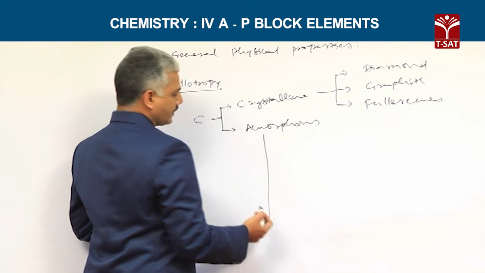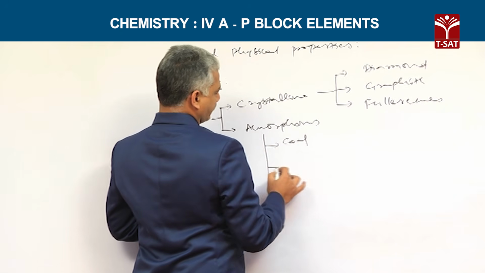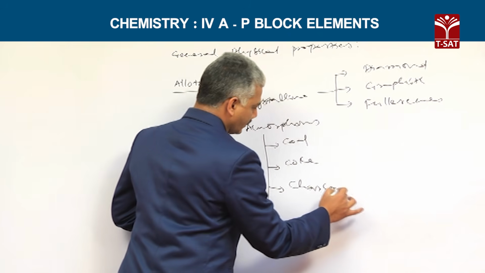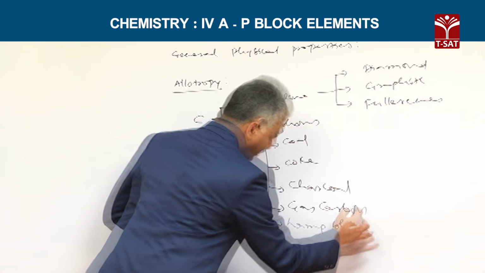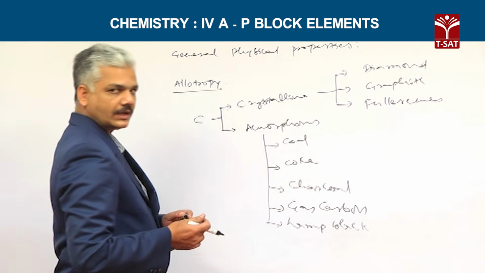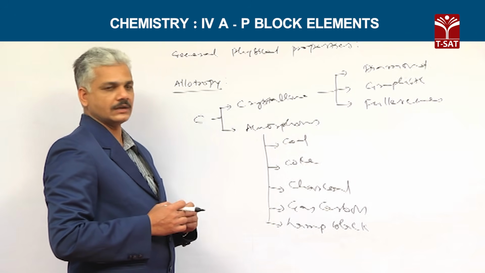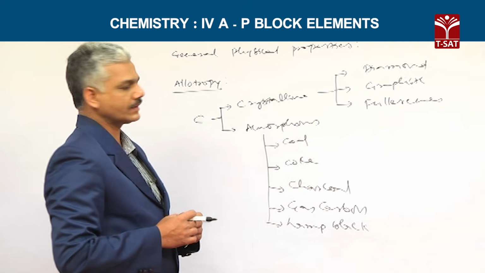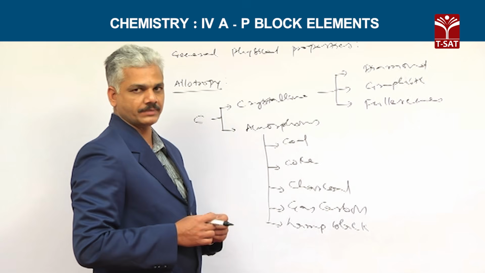There are many amorphous forms of carbon like coal, coke, charcoal, gas carbon, lamp black, etc. Coal is formed in nature by the decomposition of vegetable matter under the layers of earth at high pressure and temperature. When coal is subjected to destructive distillation, coke is obtained.